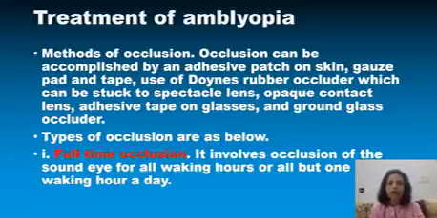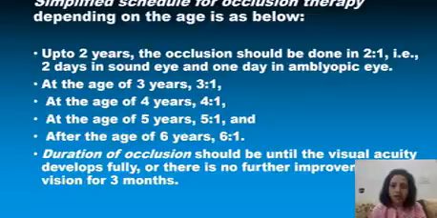Now, types of occlusion. A full-time occlusion will involve occlusion of the sound eye in all the waking hours or all but one waking hour a day. A simplified occlusion up to 2 years is 2:1. That is 2 days you occlude the sound eye and 1 day the amblyopic eye.